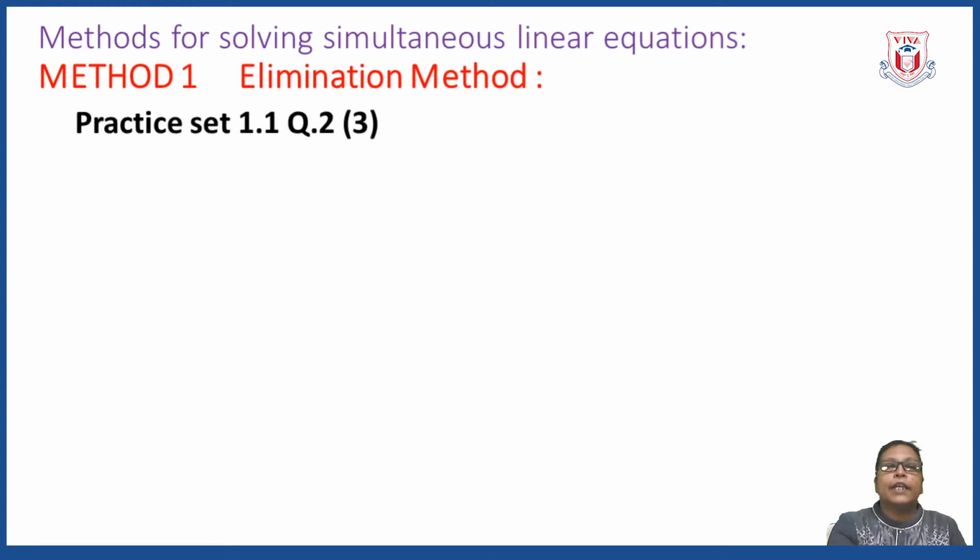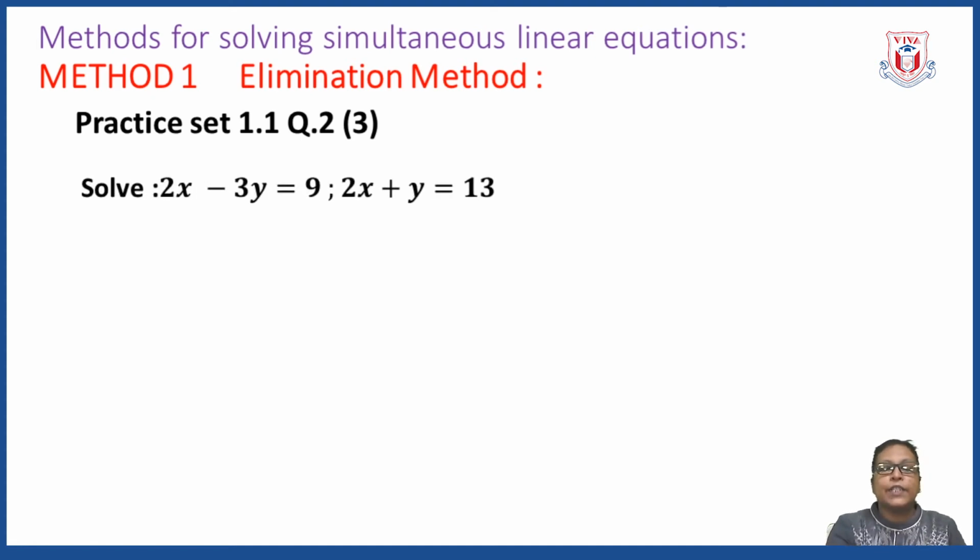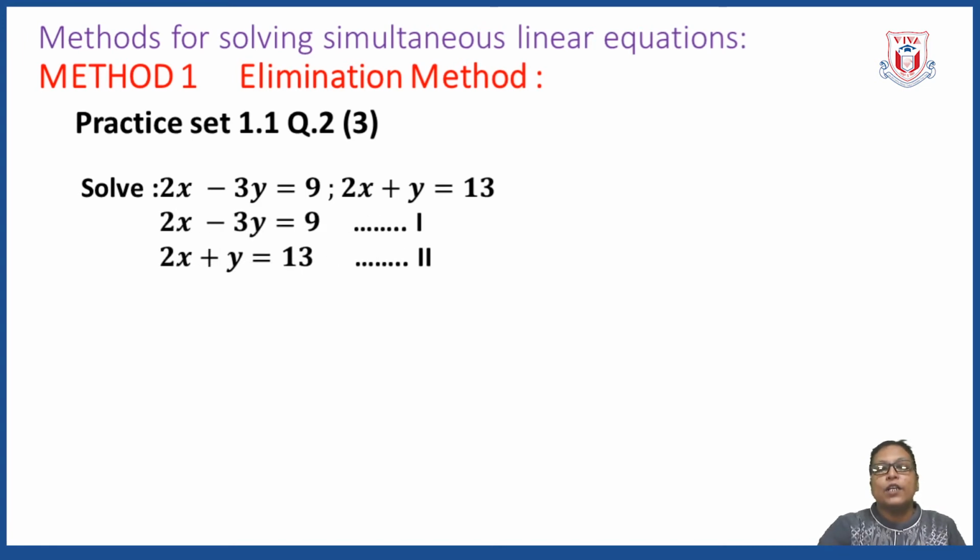So here I am taking the example from practice set 1.1, question number 2 and sub question number 3. So the question is, solve 2x minus 3y is equal to 9, 2x plus y is equal to 13. All of you know that we have to number these equations as 1 and 2. So let us number these equations. Okay. So the first equation is 2x minus 3y is equal to 9, and the second equation is 2x plus y is equal to 13. Okay. Now let us observe its coefficients.